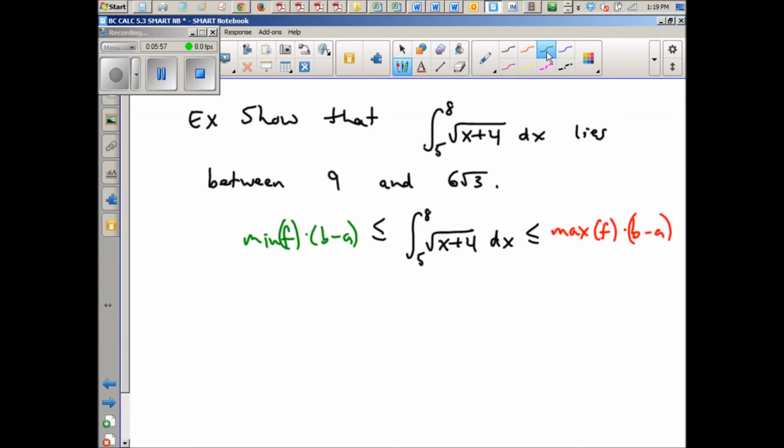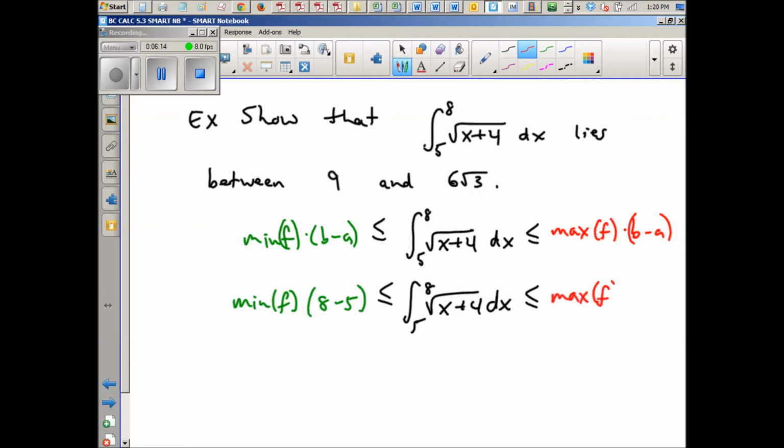Okay, so this is just min of f, 8 minus 5, is less than or equal to the integral from 5 to 8, square root of x plus 4 dx, is less than or equal to, and then max of f times 8 minus 5.